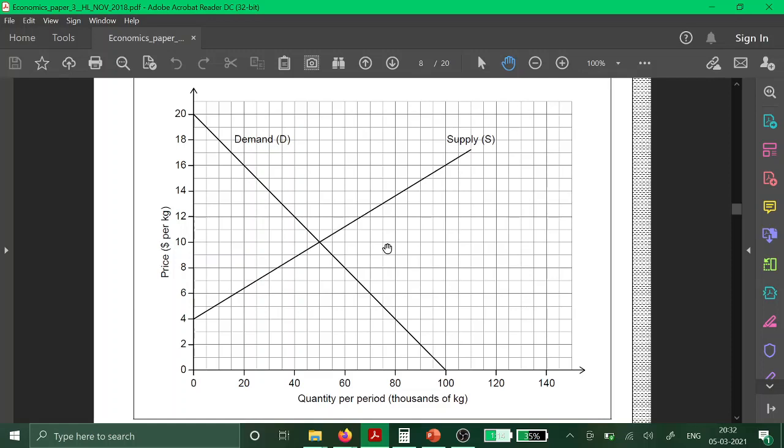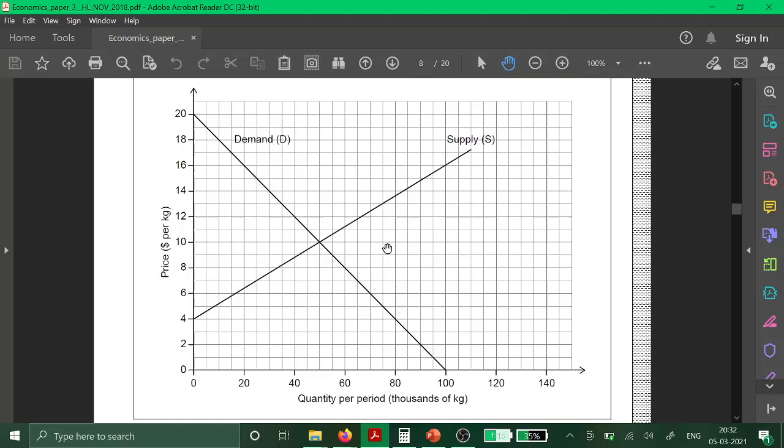And then producer surplus would be 6 into 50, 6 into 50 by 2. So now you just add them up, and then you get your social surplus.